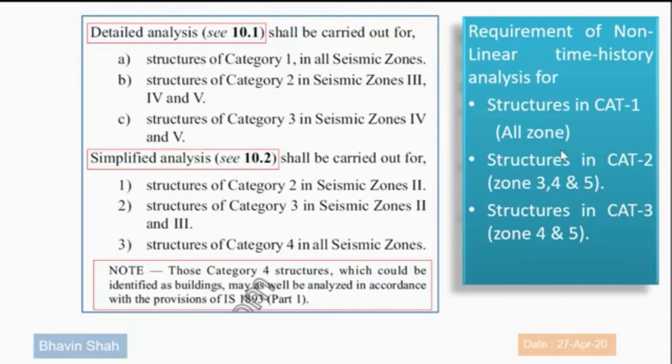Clauses number 10.1 and 10.2 identify the requirement of the non-linear time history analysis, which we just discussed in Table 2 of the code. As per this clause, if my structure is in category 1, then irrespective of zone, I have to perform non-linear time history analysis for verifying the collapse mechanism.